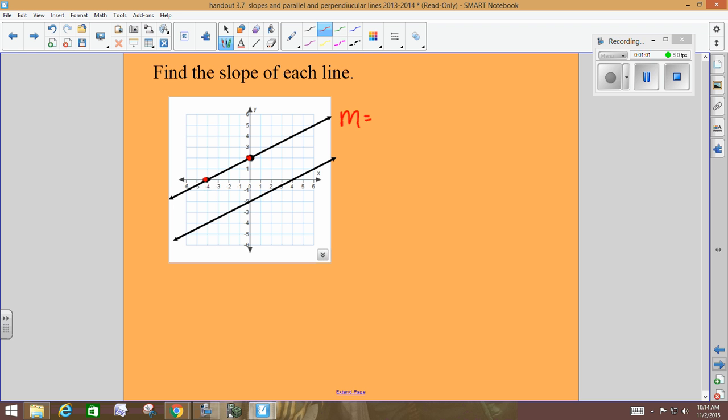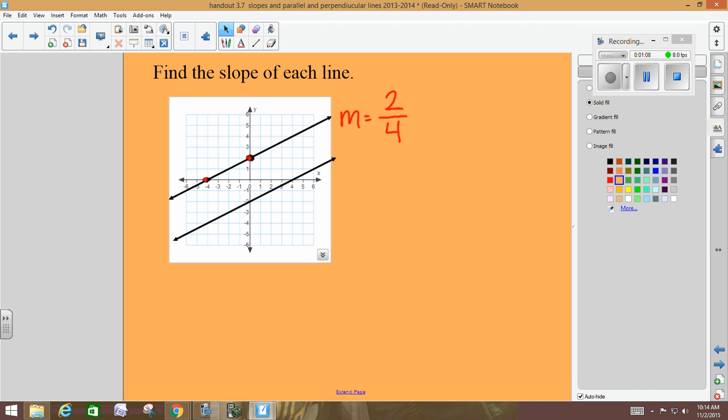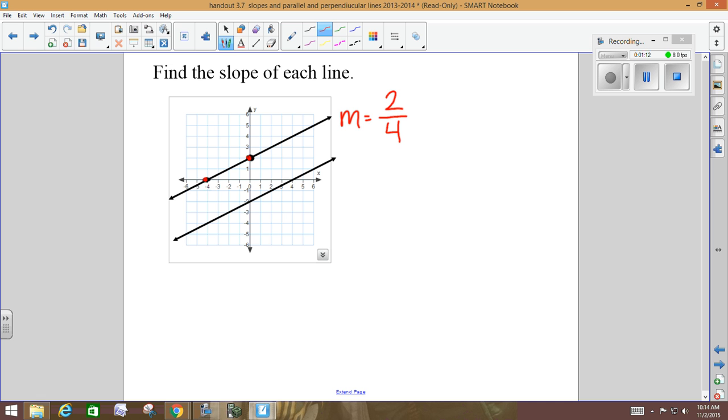So my slope, up 2 is positive, right 4 is positive, but our slopes always need to be in simplest form. So how would you say that then? 1/2, good. Because it's hard to read some of the colors on there. Sorry. Okay, second line. (0, -2) and (4, 0). So I can count the slope again. Up 1, 2, right 1, 2, 3, 4.